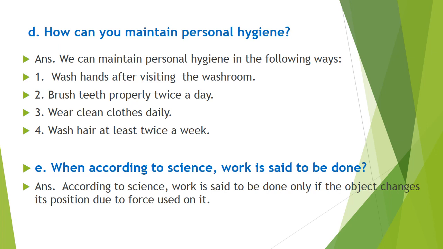Part E, when according to science, work is said to be done. So according to science students, work is said to be done only if the object will change its position. And how will it change its position? Due to the force which we apply on it. So its answer will be, according to science, work is said to be done only if the object changes its position due to force used on it.